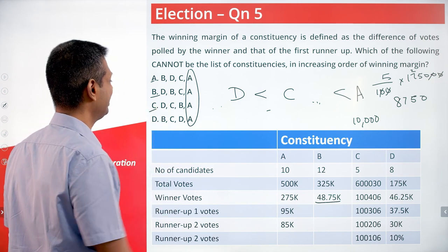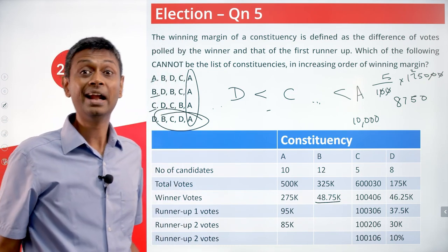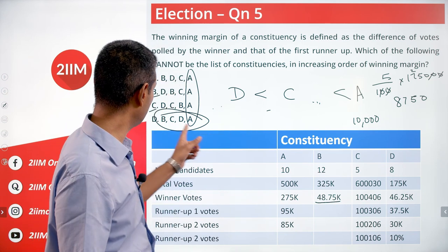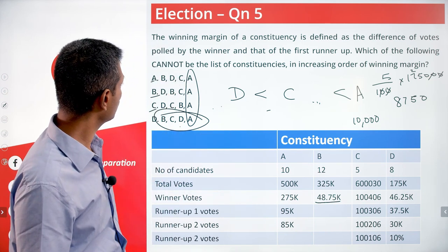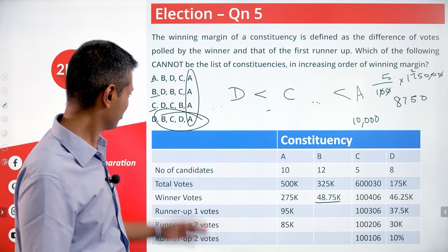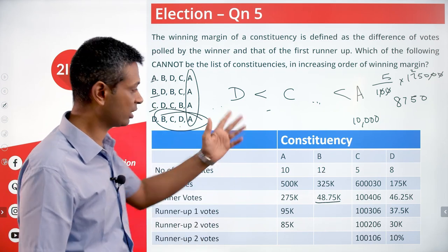B, C, D, A, this is not possible. We know D is less than C, so B, C, D, A is not possible. We need not even have evaluated where B would sit. All we need to know is D is less than C, this doesn't work. Which of the following cannot be the list of constituencies in increasing order of winning margin? This cannot be it. B, C, D, A cannot be an order in which this can appear.